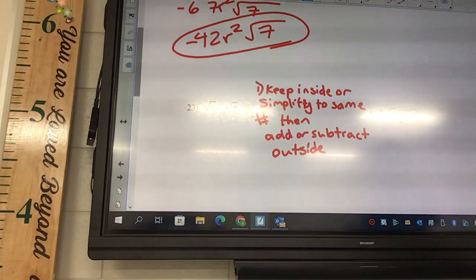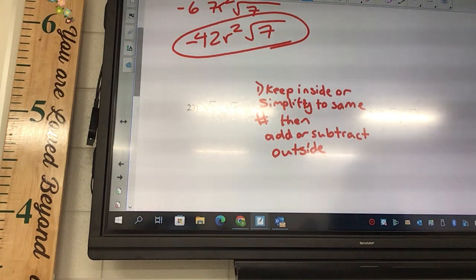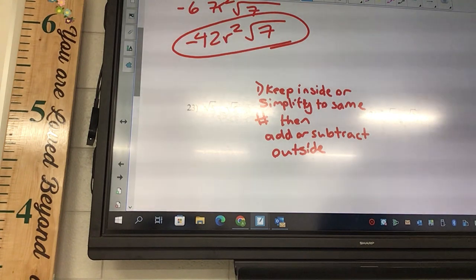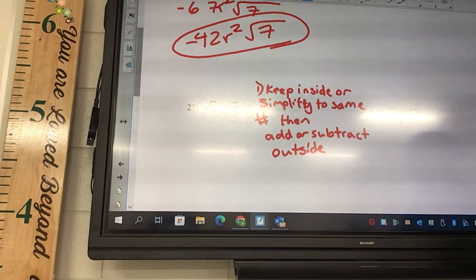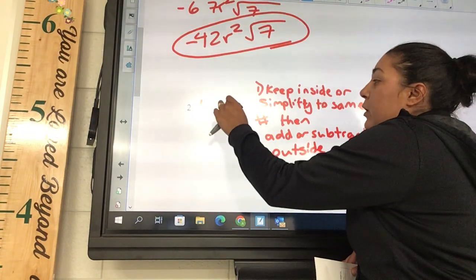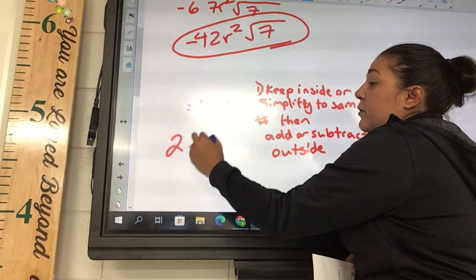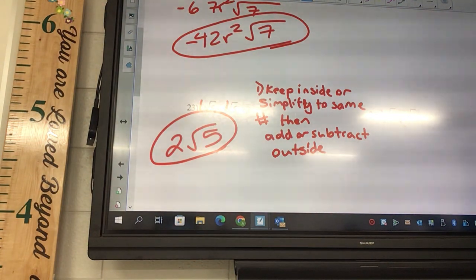Okay, for 23 it says keep the inside or simplify to the same number, then add or subtract the outside. You don't absolutely need that, and it doesn't really give you steps, but it's just a general rule. So our inside is the same. Yes, they're both 5, so then we can add or subtract the outside. What is 1 plus 1? So it's going to be 2 square root of 5. We keep the inside the same. I like them.